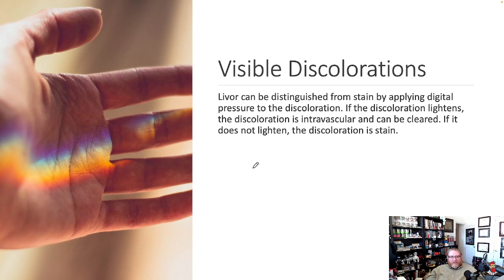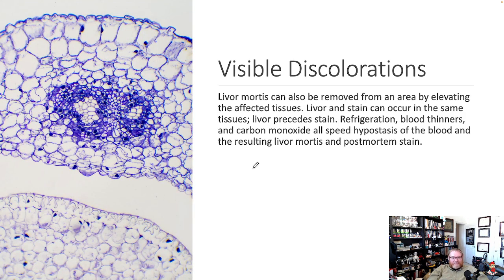Livor mortis can be distinguished from stain by applying digital pressure to the discoloration. That doesn't mean take your webcam and smack it up against the stain. It means take your digits and push on it. And if you push and it turns white or the discoloration disappears, that tells you you're dealing with an intravascular discoloration. And if your fluid is getting in there through diffusion or through distribution, you should be able to push that out of the way and let it empty as drainage. If it does not lighten, you have a stain, plain and simple.